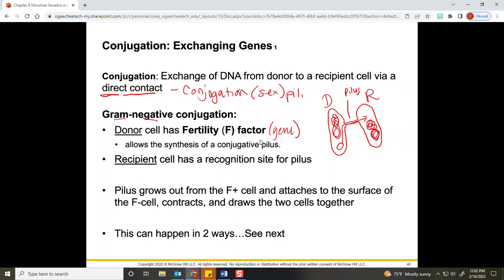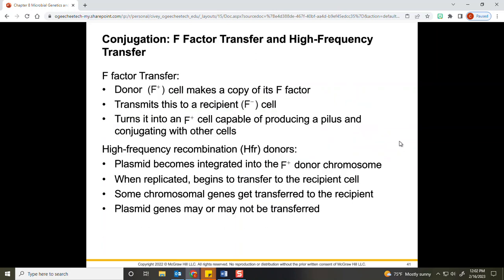So the pilus grows out of the F factor positive cell, which was the donor. This one has the fertility factor that allows it to form that pilus. And it attaches to the surface of the F negative cell. So I'll write in F positive, F negative. And it is going to contract and draw those two cells together. Now, it does get a little bit more complicated because that can actually happen in more than one way, as we're about to see next.